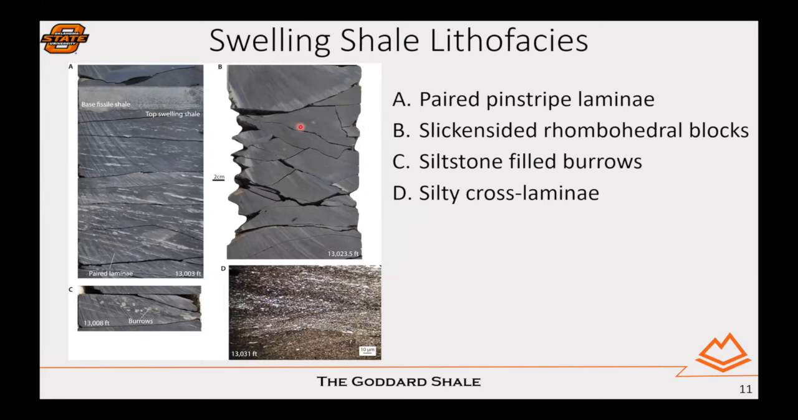Okay, and then figure B is a core photo that is showing silica-sided rhombohedral blocks that I see in this unit. Figure C is another core photo that is showing silt-filled burrows and dipping laminae. And then figure D is a core photo, or excuse me, a thin section photomicrograph that is showing silty cross laminae.